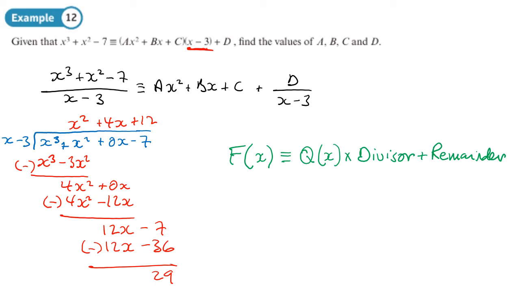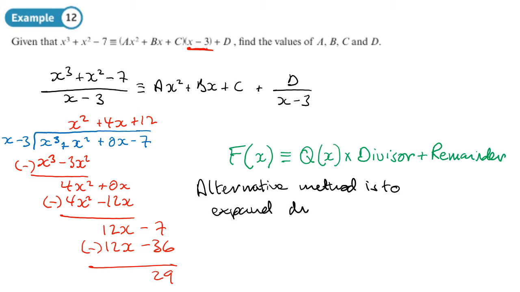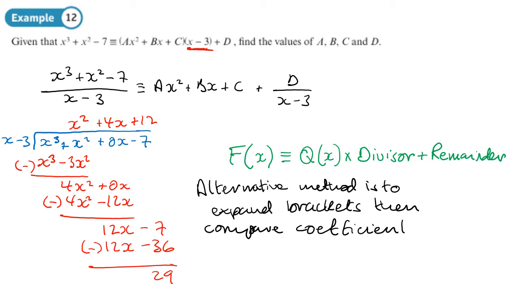Let's write that down. The alternative method is to expand brackets, then compare coefficients. Yeah, so that's an alternative way of doing it.